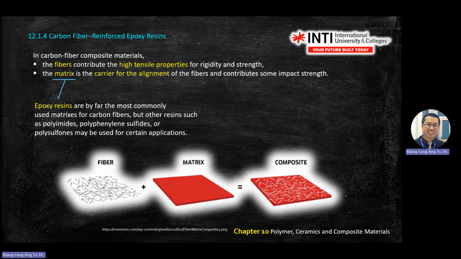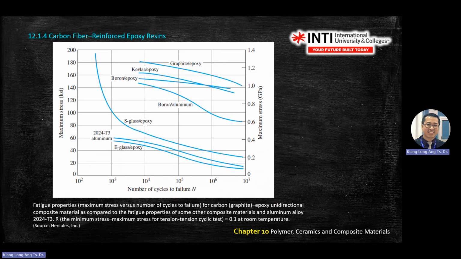Okay, so this one was already explained just now on the whiteboard. You take fiber plus matrix, you get composite. Okay, the rest you read. This one will be another that we call the dynamic test. This is called fatigue properties.